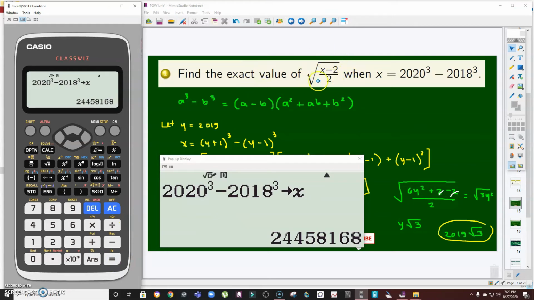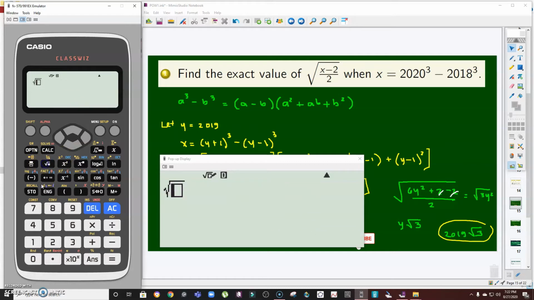All you have to do is to enter this expression: square root of x minus 2, all over 2. There you go. See that? So the answer here is 3,497.01.